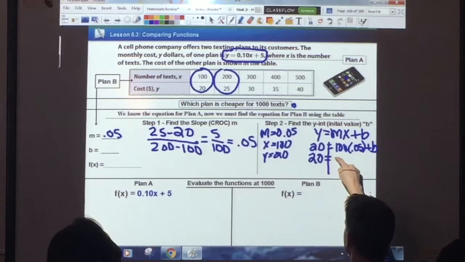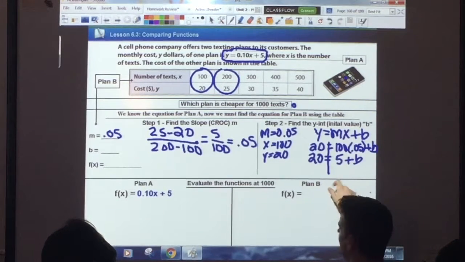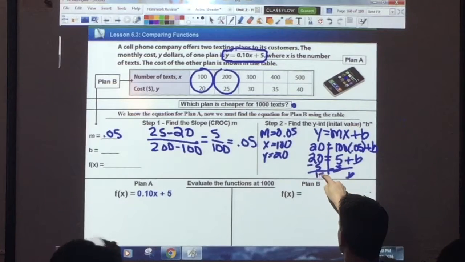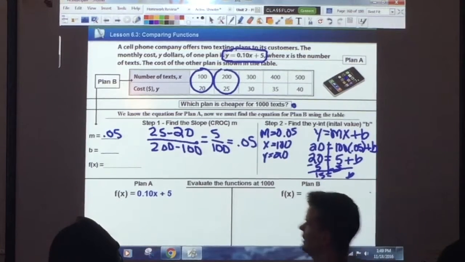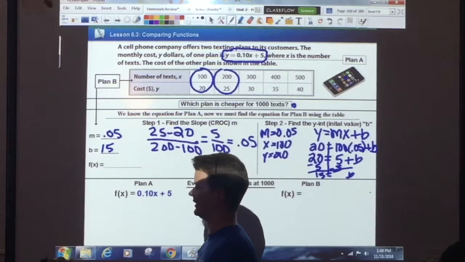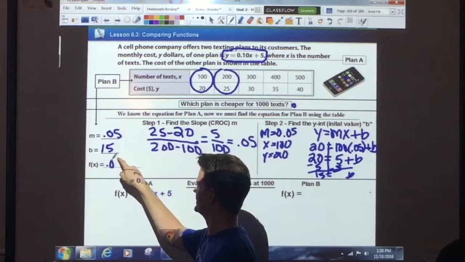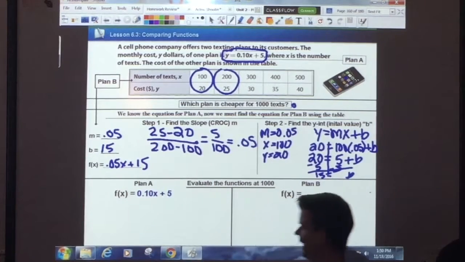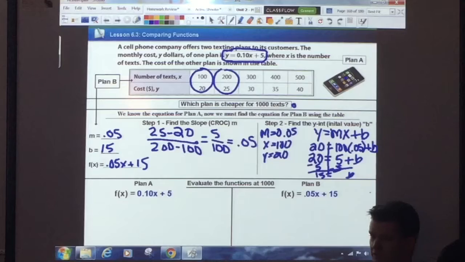And it's 5. So 20 is equal to 5 plus b. To get b alone, I subtract 5 from both sides, and I get b is equal to 15. So my b, my initial value, my y-intercept, is 15. I can write the cost function as 0.05x plus 15. I now have the function for plan B.